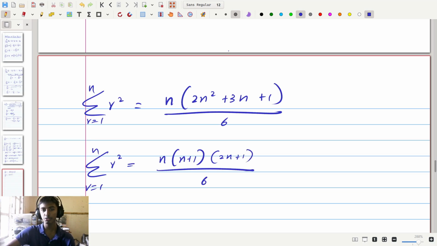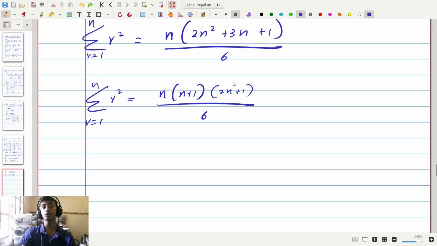You can see that this is true because if you multiply through this thing, we have n times 2n, which gives us the 2n squared. We have n times 1, which gives us one of the n's. We have 2n times 1, which gives another 2 of the n's, leading up to a total of 3n's. And if you multiply the 1 and the 1, you get the 1. So therefore, this is the fully factorized form of the sum from r equals 1 up to n of r squared.